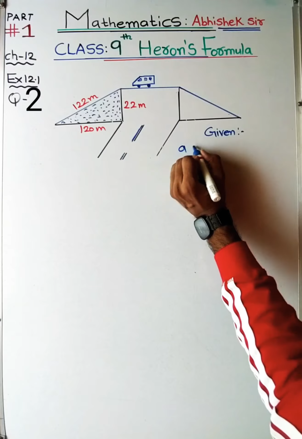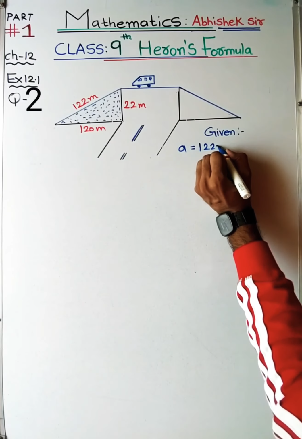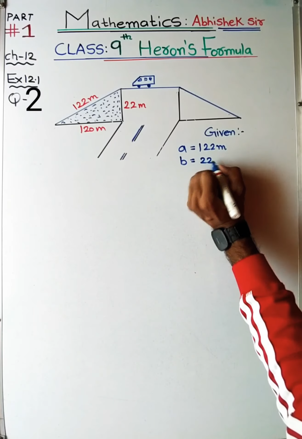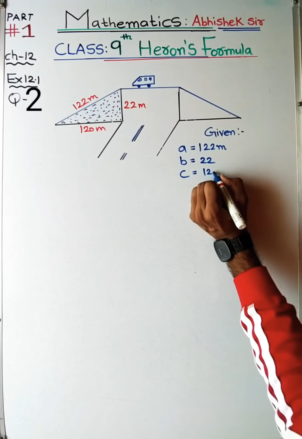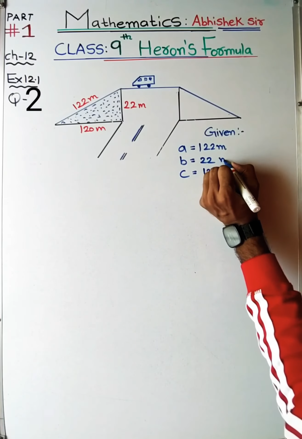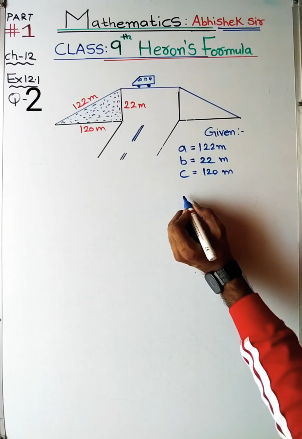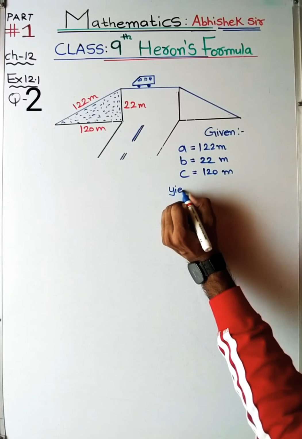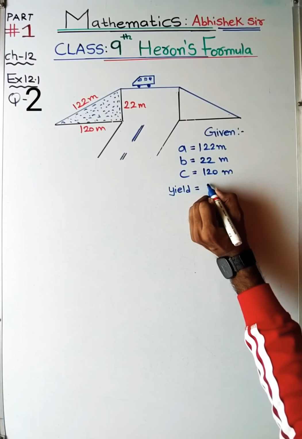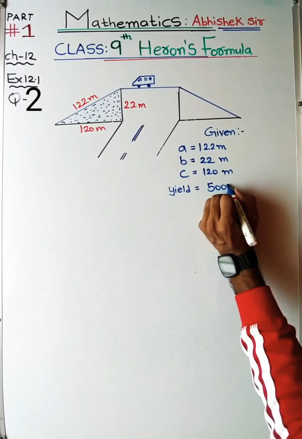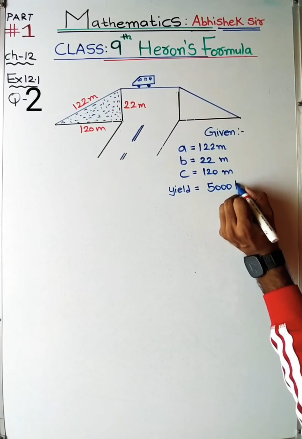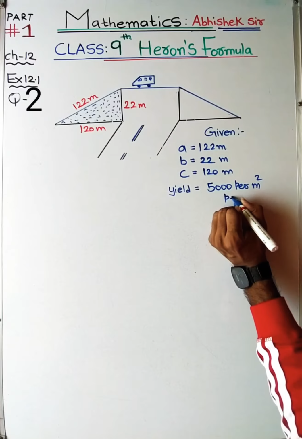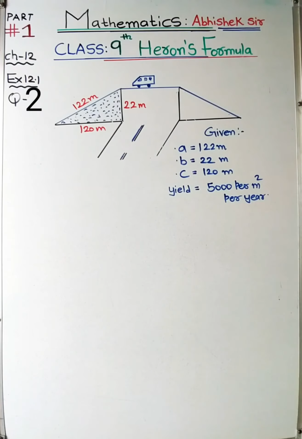First of all, A, let us assume 122. Clear? B, let us assume 22, and C, let us assume 120 meter. Clear? Another information that is given is the yield. Let us take it as yield. So that is rupees 5000 per meter square per year. This will be very important.